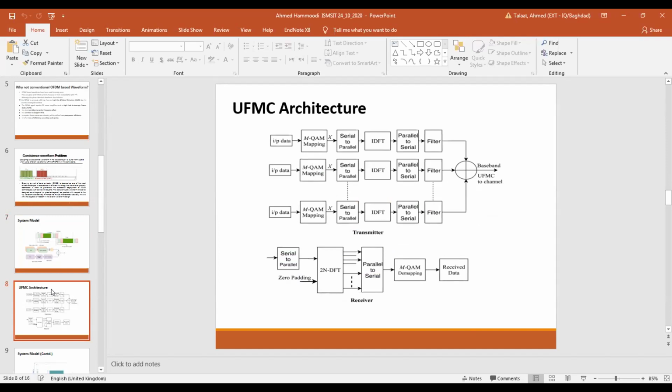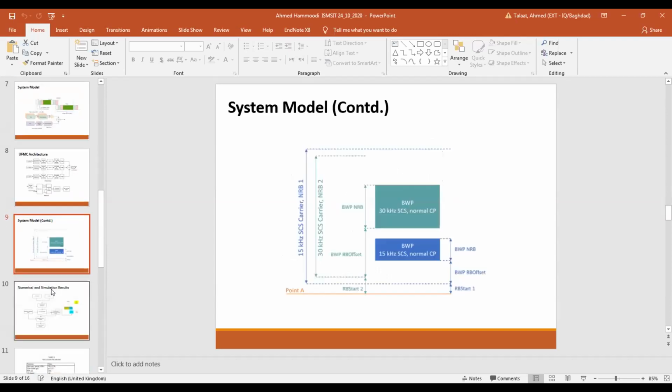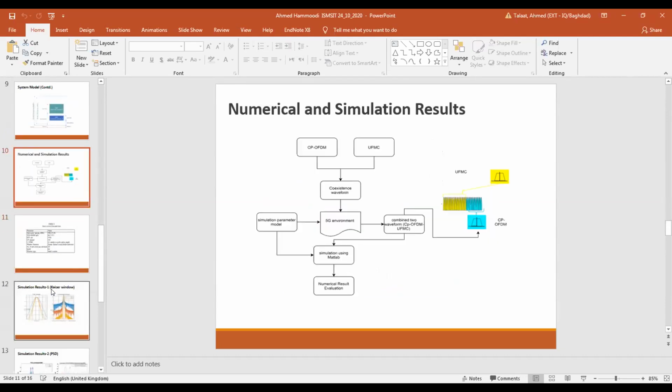These are the additional benefits that can be used to achieve coexistence in the 5G and 4G systems. The system model will use different carrier spacing, meaning different numerology: 15 kilohertz will be used in 4G, and 30 will be used in 5G. This is the numerical and simulation result.